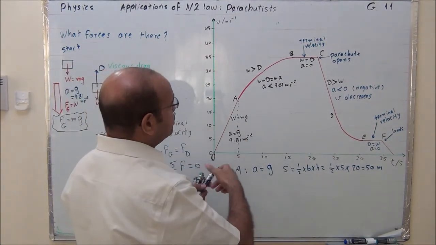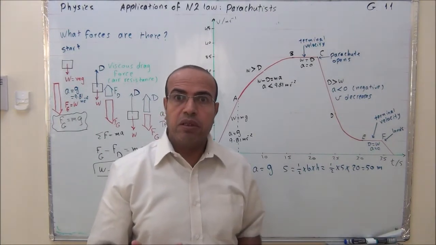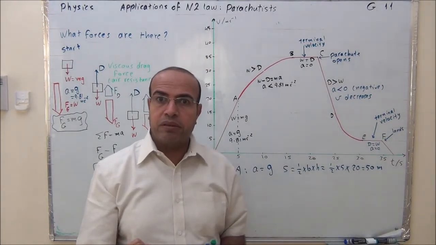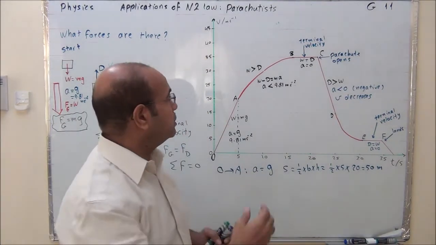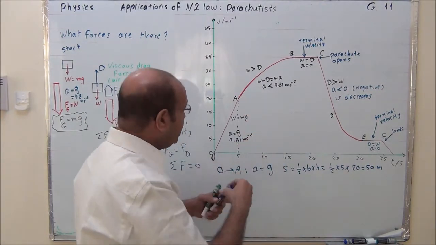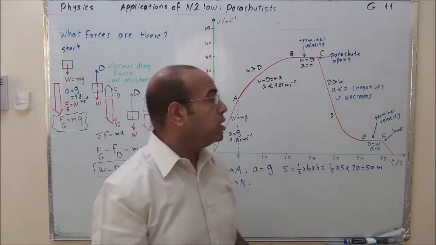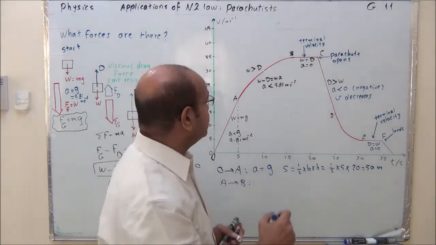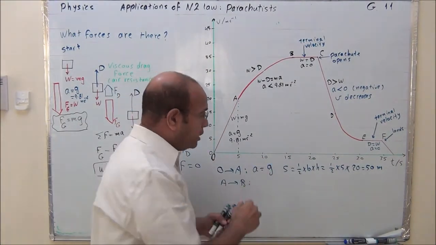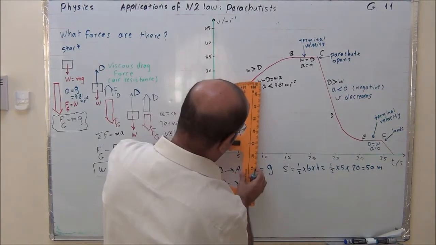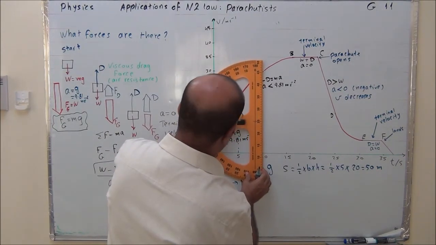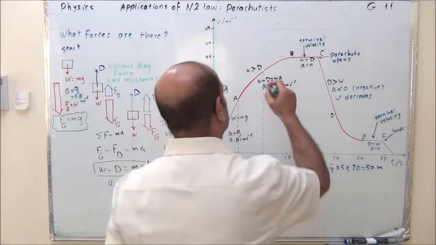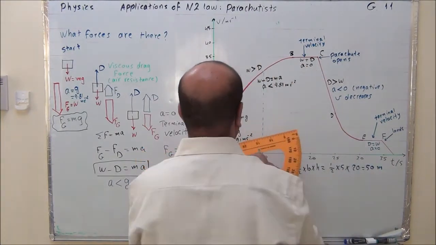After that part, the drag force is applied, and the drag force increases gradually, but the weight is constant. So the acceleration is not constant. In this part from A to B, the acceleration is not constant because it is a curve. We can get the acceleration at any moment by drawing the graph. For example, to get the acceleration at t = 10, we draw a perpendicular line at 10. At this point, we draw the tangent to the curve.